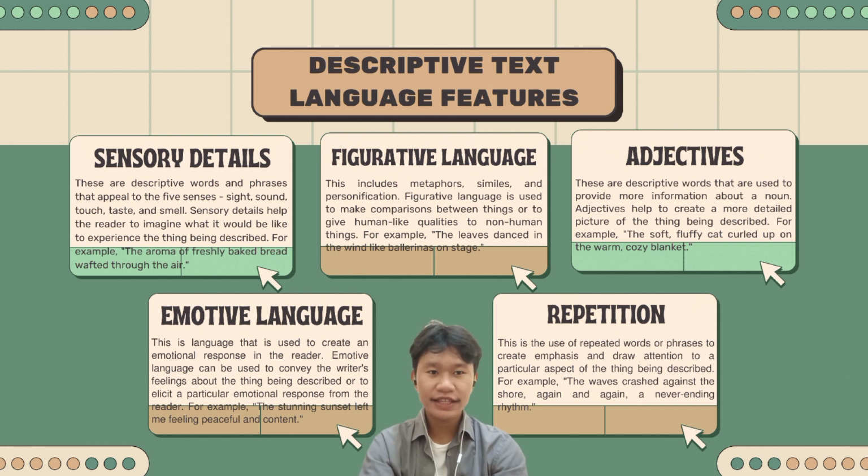The example is the use of repeated words or phrases to create emphasis and draw attention to a particular aspect of the thing being described. In the example, the phrase again and again is repeated to highlight the never-ending rhythm of the waves hitting the shore. This technique is known as repetition and can be used to strengthen the emotional or aesthetic effect of a piece of writing or speech.